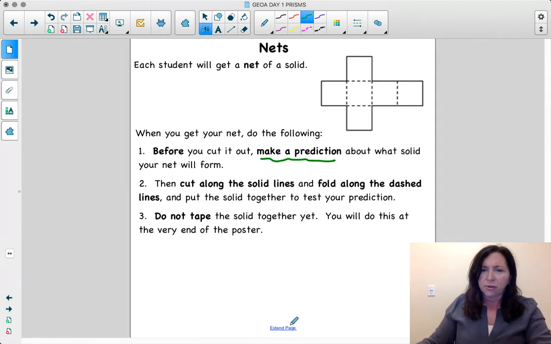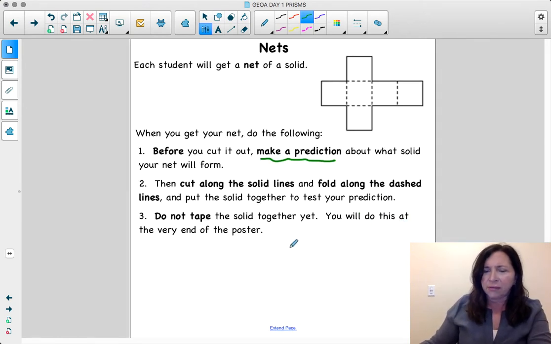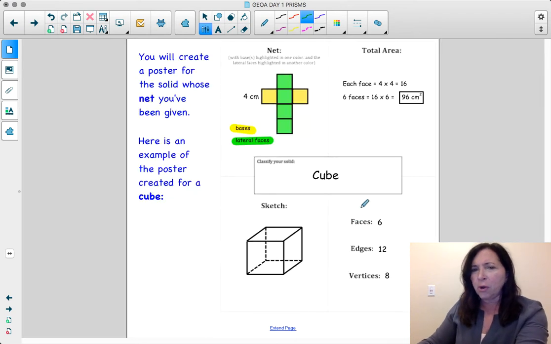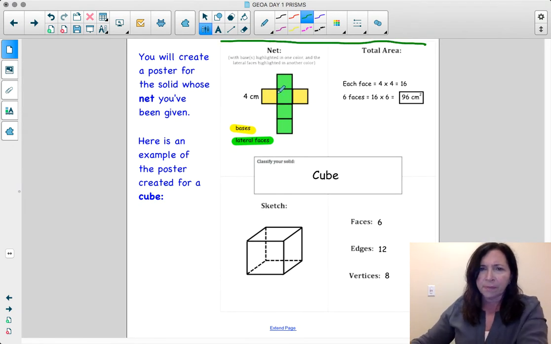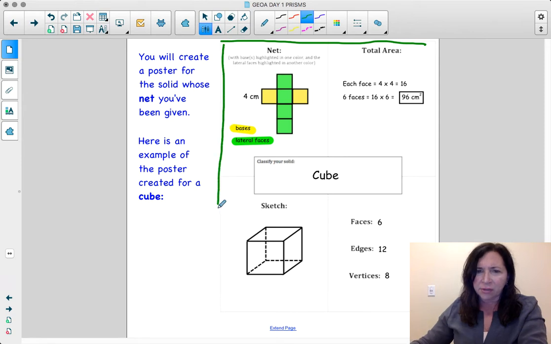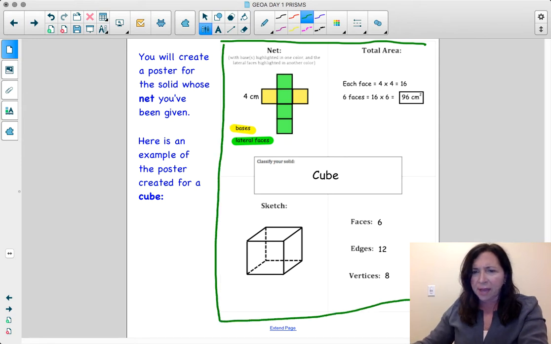You will do this at the very end of the poster. So you will be getting a poster. Your poster will look something like this. This is the poster right here, okay? And that's going to be passed out to you. And so what's going to happen is this. You're going to get your net.